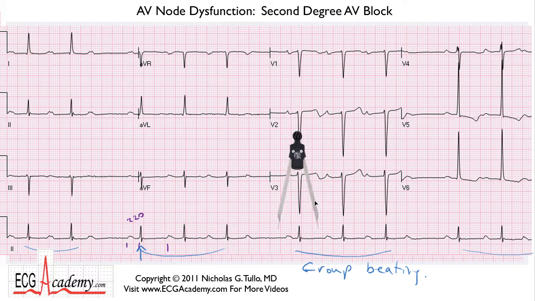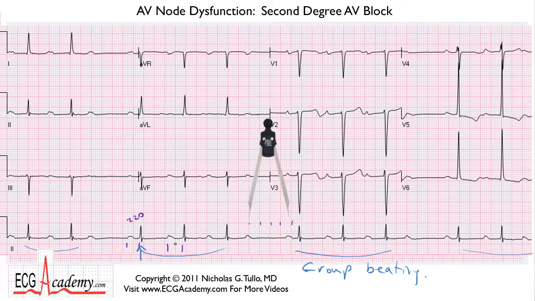The sinus node is firing at a regular rate, and if we try to figure out what rate that is, we put it on a heavy line, and then count off 300, 150, 100, 75, so it's about 78 beats per minute. So we have a sinus rhythm at 78 beats per minute, but what's happening is the PR of the second beat is longer than the first beat.